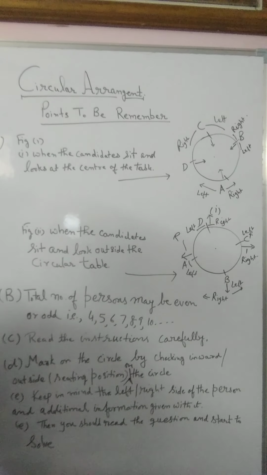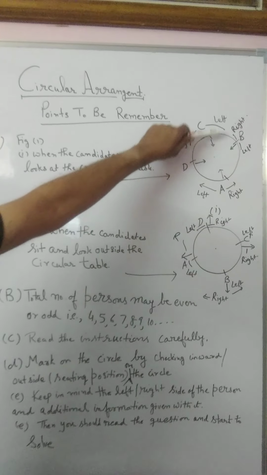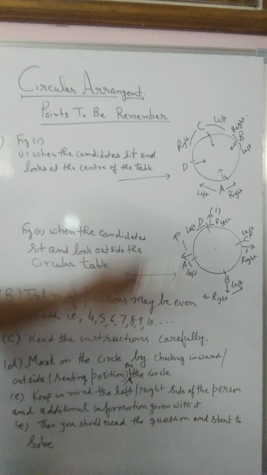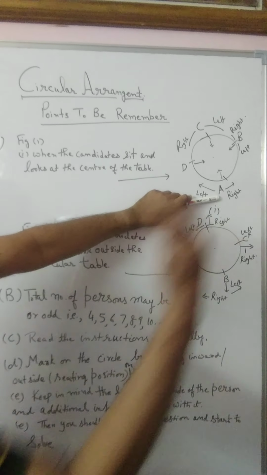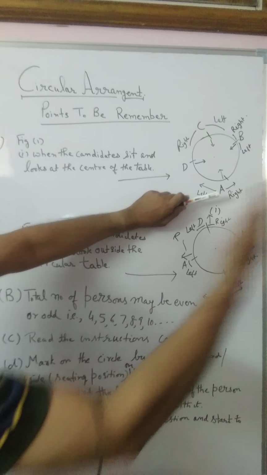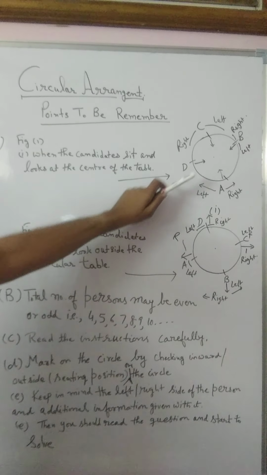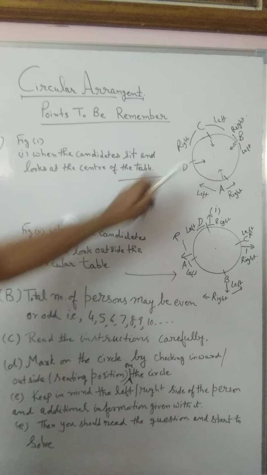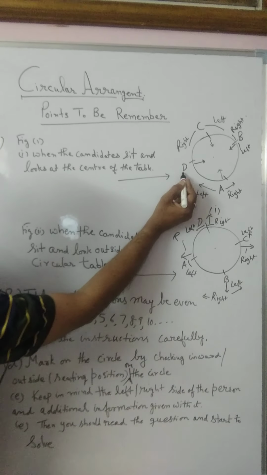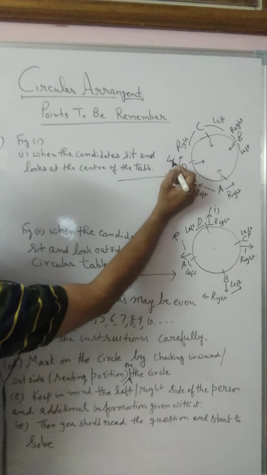Generally we take a number of positions, either 6 to 12, and for a candidate sitting here, suppose A, his right hand side will be on this side and left hand side will be on this side. Similarly, for candidate D, his right hand side will be on this side and left hand side will be on this side.